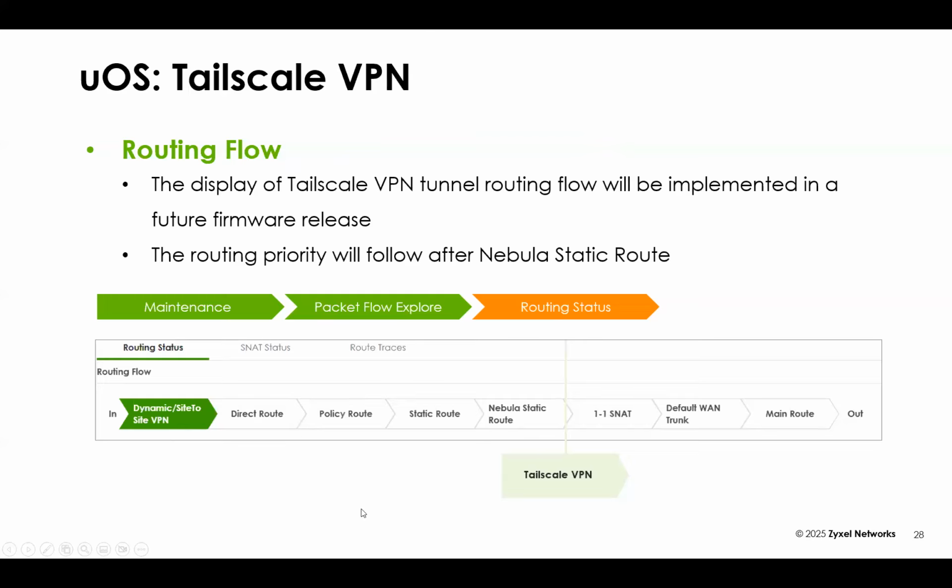So if you're having a problem setting up the Tailscale VPN and you're wondering, why aren't my routes working? Well, if you have an IPsec VPN that has very similar routes, those routes will take precedence. After the dynamic site-to-site VPN, we have our direct routes, then our policy routes, static routes, and Nebula static routes. So if you have any static routes in Nebula, that will come before your Tailscale VPN. And then finally, your Tailscale VPN comes before your one-to-one SNAT, your default WAN trunk, and your main route.